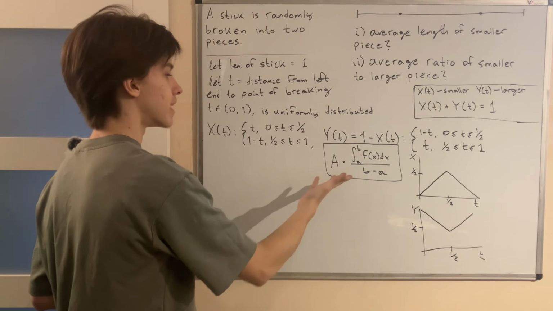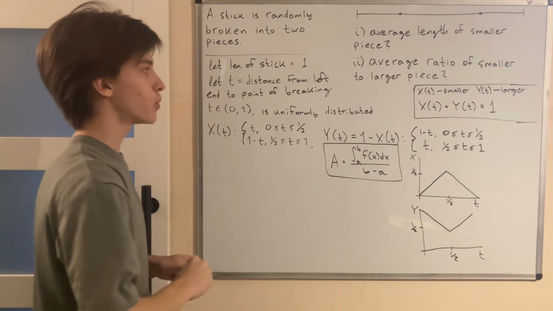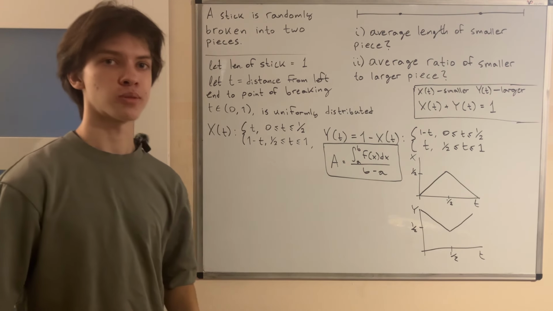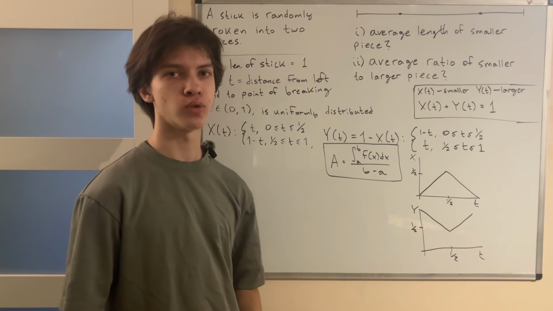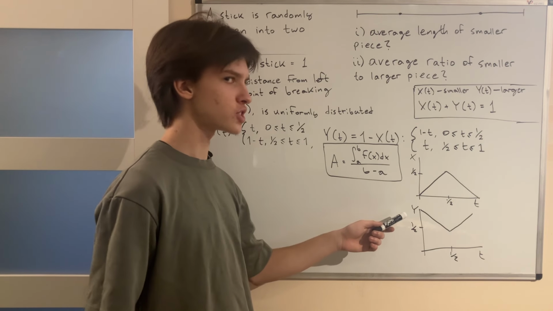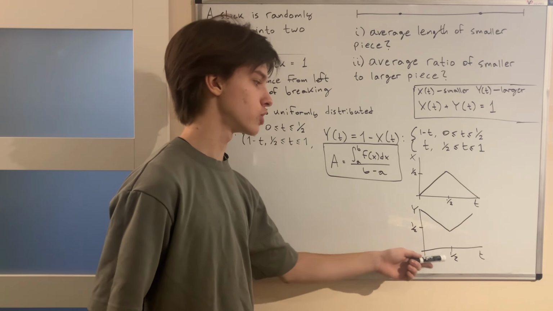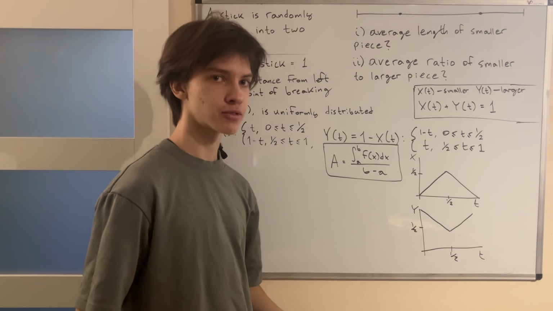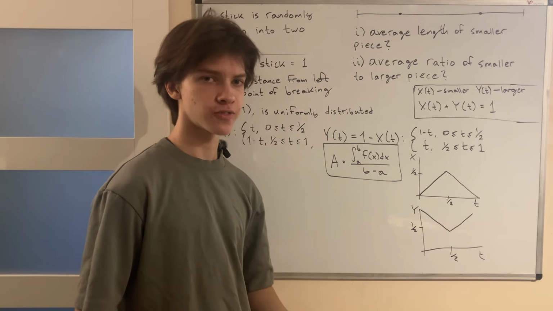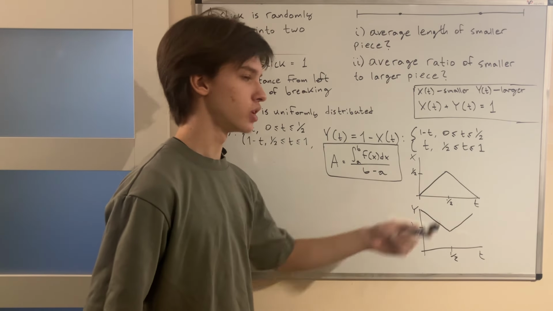And now we can just apply it to our functions x and y, and it's even more simple because our t is uniformly distributed. In order not to integrate over a piecewise function, notice first that the functions x and y are both symmetric over the line t equals 1/2. So finding the average of those functions on the interval from 0 to 1 would be equivalent to finding the averages from 0 to 1/2.